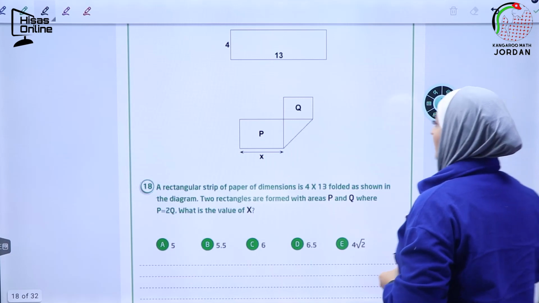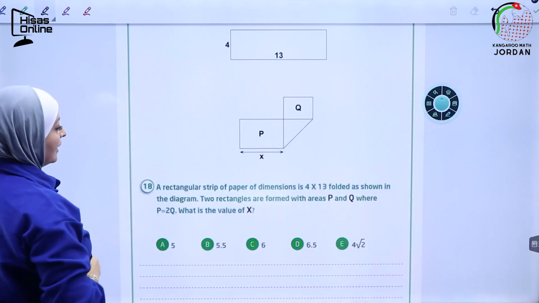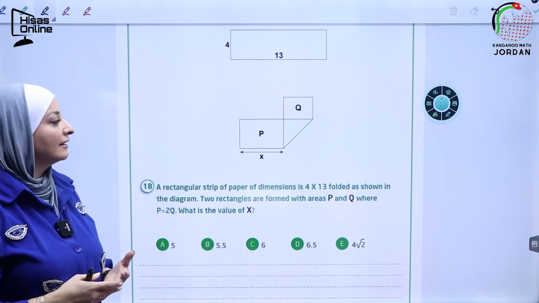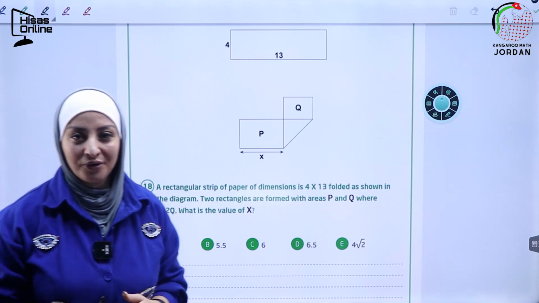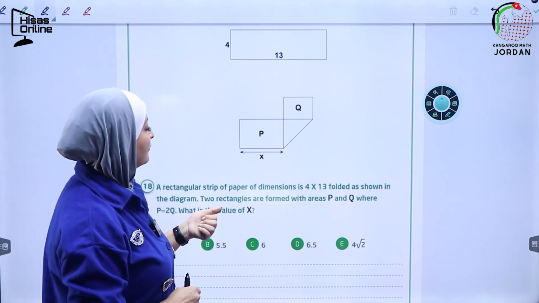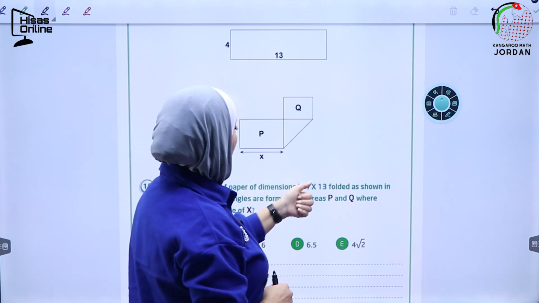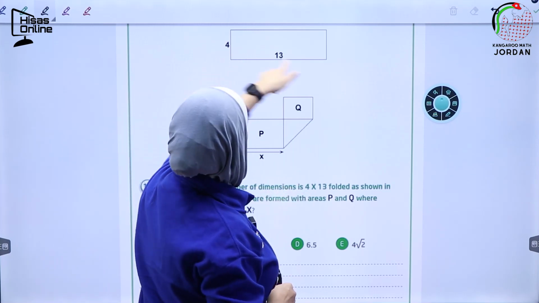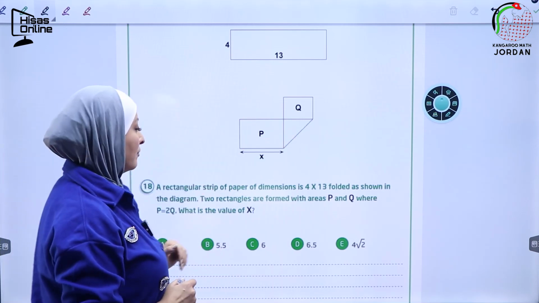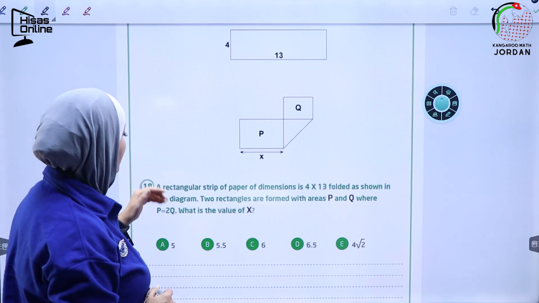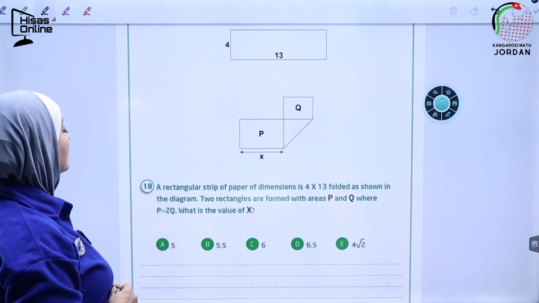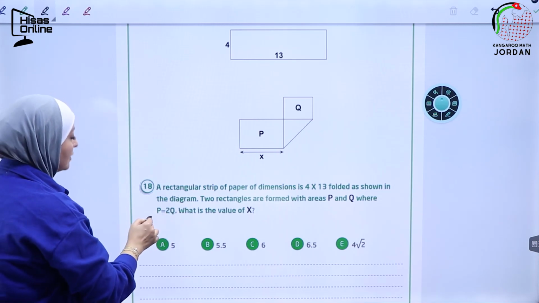Okay. Let's have this question and think about it. It is really a nice question, something related to geometry and algebra together. A rectangular strip of paper of dimensions 4 times 13, so the width is 4 and the length is 13, is folded as shown. In the diagram, 2 rectangles are formed with the areas P and Q, where P equals 2Q. So I have information here.